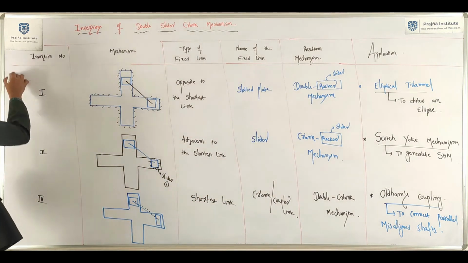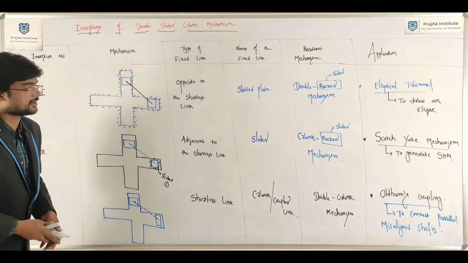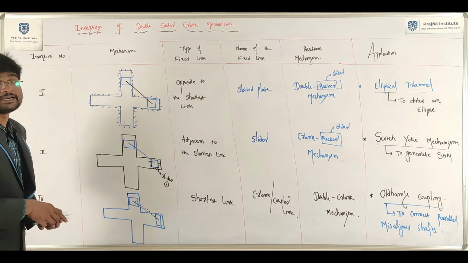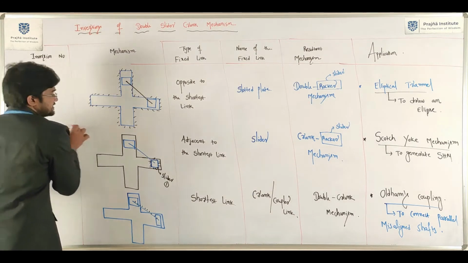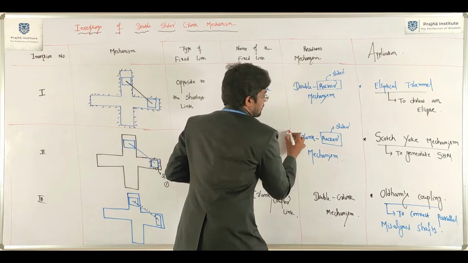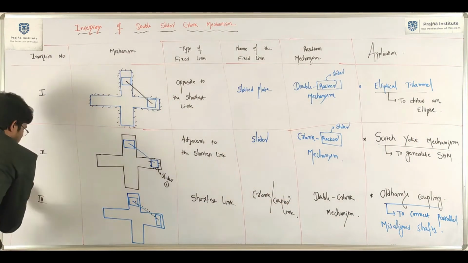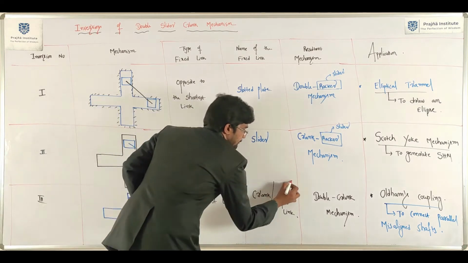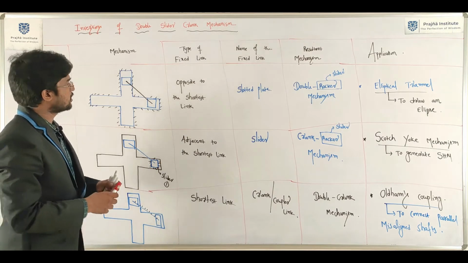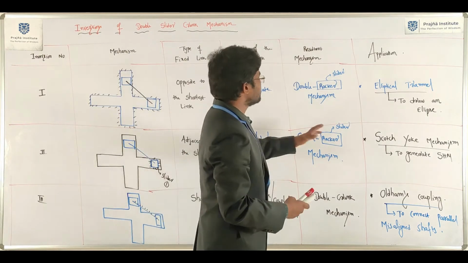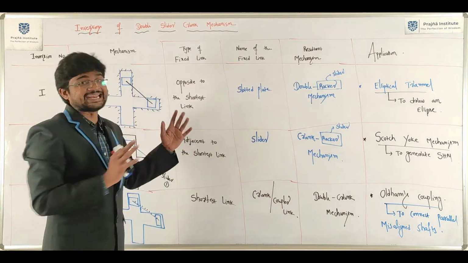Have a look at this. Here, inversion number 1. As a first inversion, we are fixing the slotted plate. Slotted plate means the link which is opposite to the shortest link is fixed. The resultant mechanism is a double rocker. Here rocker is termed as a double rocker mechanism, but here you are getting two sliders.